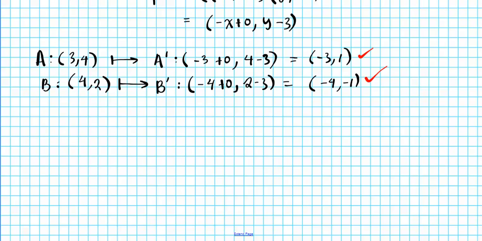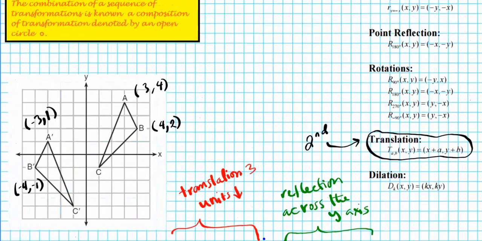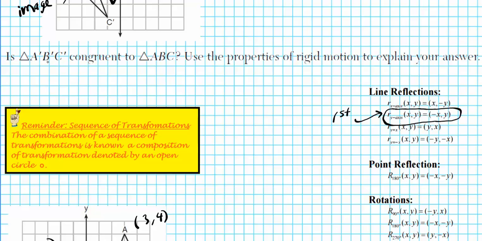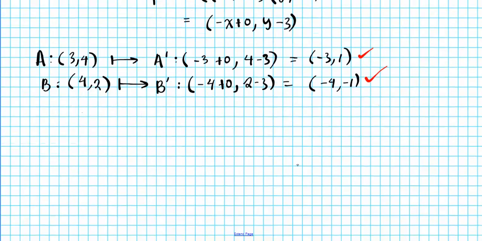Now let's go ahead and write down the explanation of the fact that the image is actually congruent to the object. Okay, so the question was, let's go back to the question. Is triangle A prime, B prime, C prime congruent to ABC? And using rigid motion, explain why. So the answer is yes. Triangle A prime, B prime, C prime is congruent to triangle ABC. Okay, so first of all, say yes.